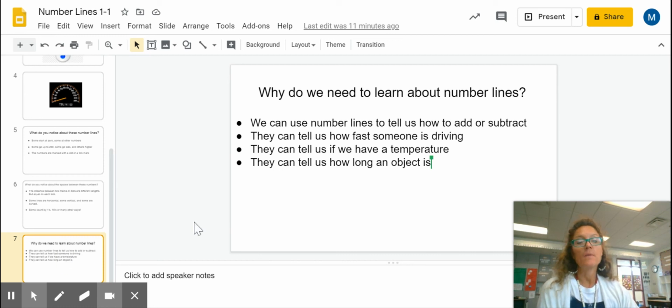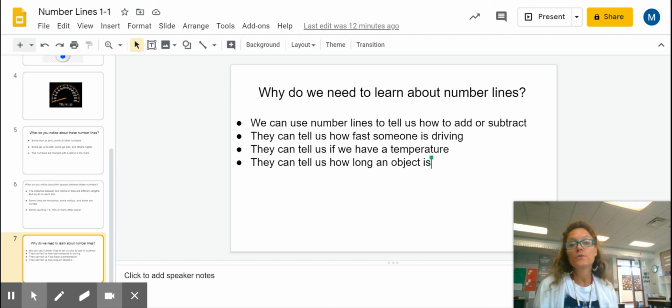The last thing I want to talk about is, why am I even teaching you about number lines? Well, you're going to find out later that we can use number lines in second grade to add or subtract. Then the number lines that I showed you earlier, one showed you how fast you're driving. Another one gave you the temperature, if you were to go outside, how hot or cold it is. And then the first one, the ruler, it showed you how long something is or how short something is.